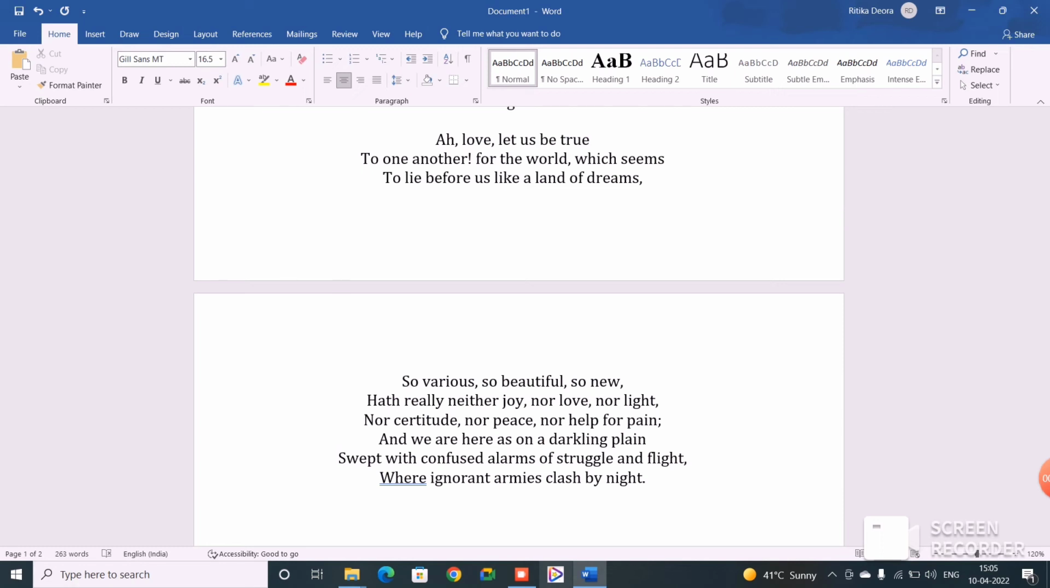Because he says that this world, which seemed so beautiful with so many developments, so many advancements, so many high storied buildings, pillars, and so much artificial beauty, is actually very harsh, and it is like a darkling plain. A darkling plain means a plain where people are fighting in the dark, where there is no light, no certainty, no certitude, and people are just fighting for causes they don't believe in, for reasons which they don't know, right? We ourselves don't know what we are fighting for, but we do fight.